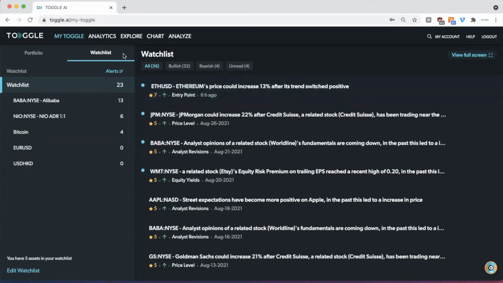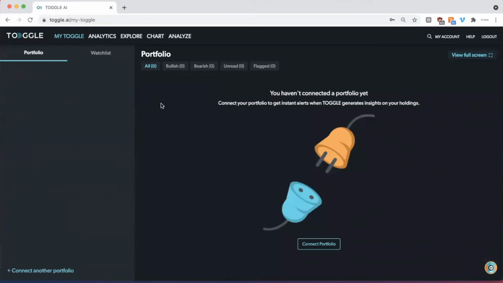If I had connected my portfolio, if you go to the left here next to watch list, you'd have all your insights pop up relating to assets which are in your portfolio. An extra cool thing that Toggle does to help you out is based on your investment. For example, if you are long an asset or if you're short an asset, Toggle gives you an extra notification to let you know that, oh, by the way, we noticed you're long an asset. Here's a potential downside risk that could be present based on this driver.